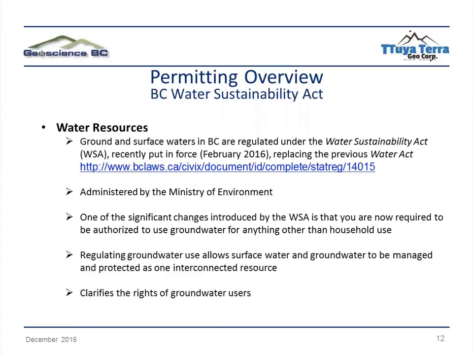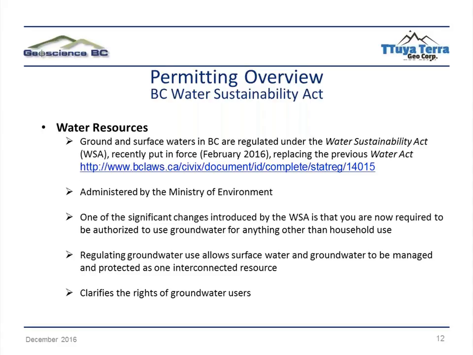Now, to go through some of the permitting process requirements for the BC Water Sustainability Act, basically, water resources in BC are now regulated under the Water Sustainability Act, which was recently put into force in February of 2016 and replaces the previous Water Act. It's administered by the Ministry of Environment, and so one of the significant changes that was introduced by the Water Sustainability Act, or the WSA, is that you are now required to be authorized to use groundwater for anything other than household use, as I mentioned.